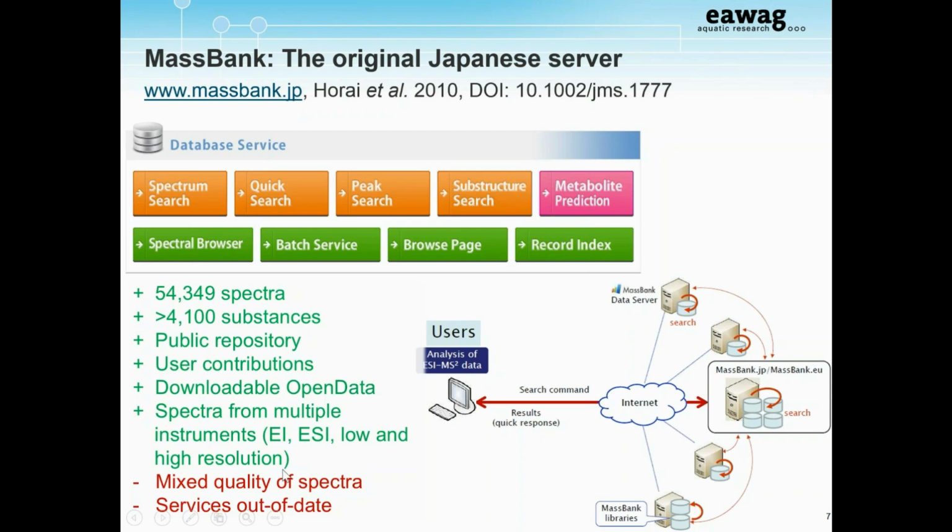So this has spectra from multiple instruments: electron impact, ESI, low and high resolution. One of the downsides of MassBank, because it was a whole lot of user contributions, is there's a very mixed quality of the spectra. There are some very high quality spectra, but there are also some quite low quality spectra. And the services are out of date. It was founded so long ago.